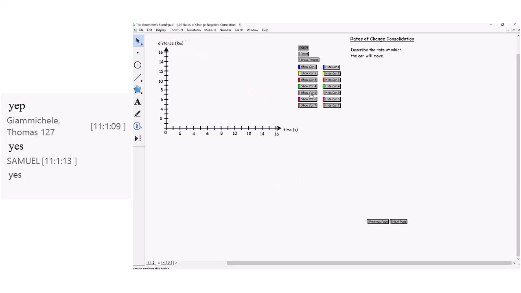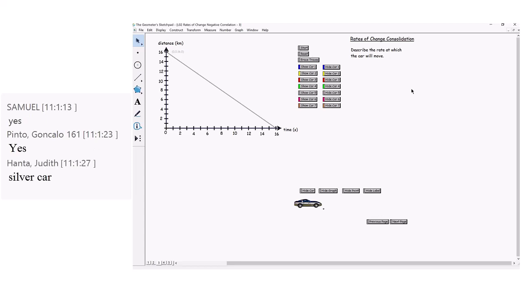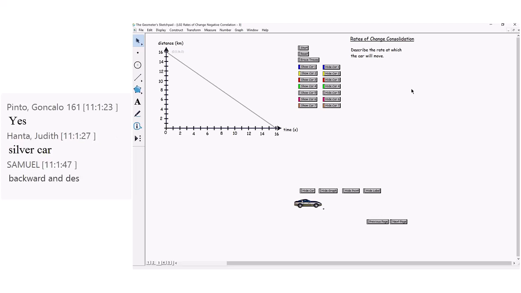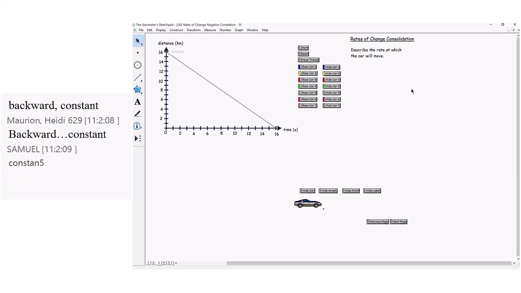All right, we're going to hide the green car. I'm going to show that silver car. All right, tell me what's going on with that silver car. Silver car, what's happening? Direction of travel, rate of change. Okay, now for the rate of change, that doesn't look like a curve to me. That looks like a line. So if you're a line, it's not acceleration or deceleration. Great. Constant rate of change. Just start that up just to confirm that car traveled backwards at a constant rate.